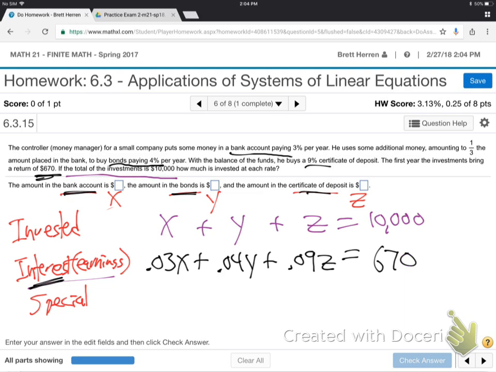They always have those 2 equations. Notice, one of them is just X plus Y plus Z total, no percentages. The other one is the percentages and the investment, interest, return, whatever they want to call it, the money they made. And then the third one is going to be special. And that's, what other words have I not used? What other words up there have I not done anything with yet?